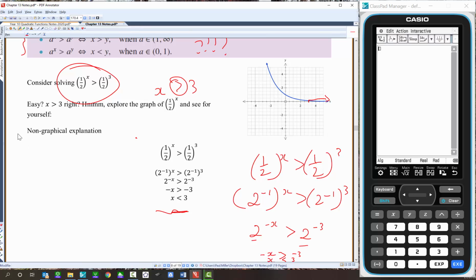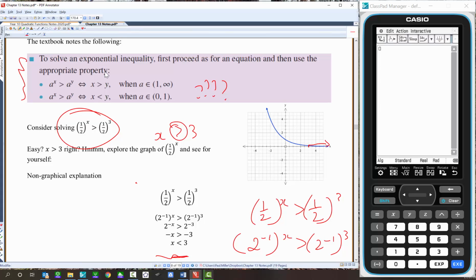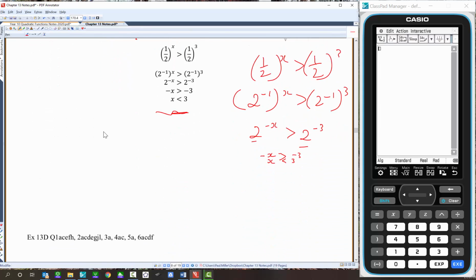If you use that method, it overcomes you having to understand what this rule is talking about, and it saves you from memorizing it when you've got a fraction base. So use the negative index rule to help you out with those ones. All right, there's 13D. Do those questions, please.